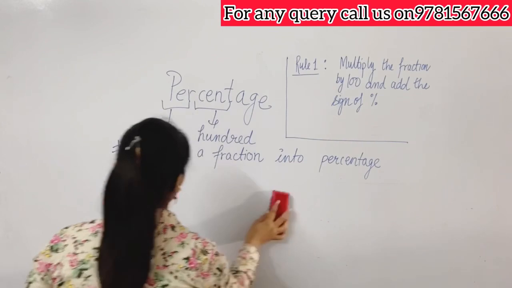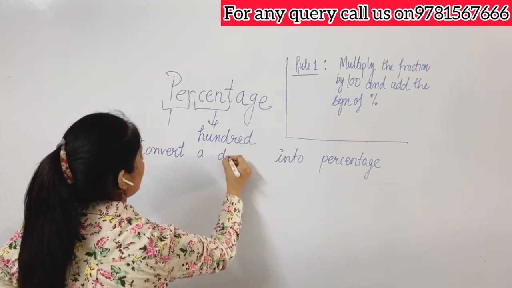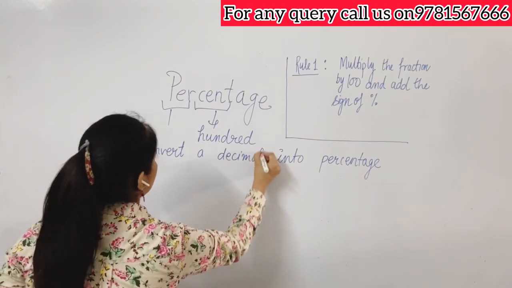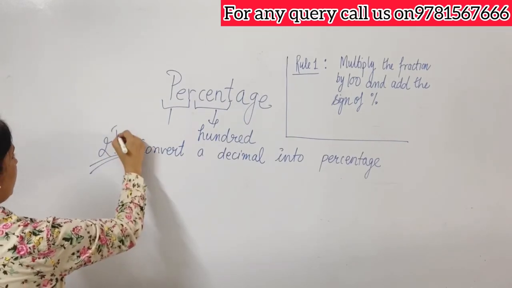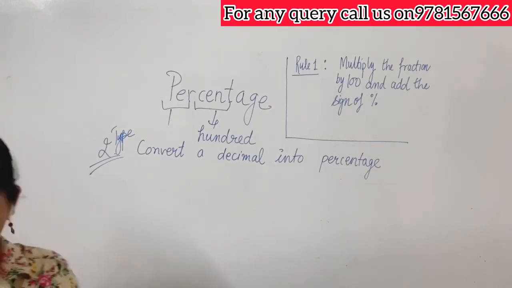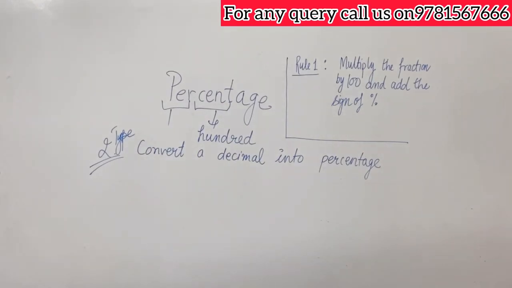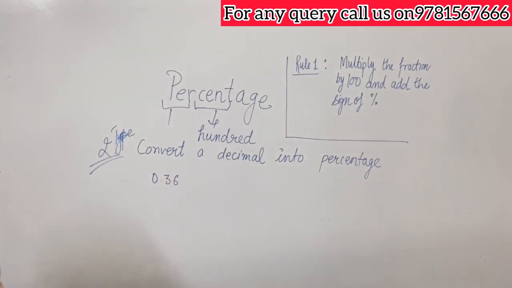And second, we will learn how to convert a decimal. Second type is convert a decimal into the percentage. Now let's take the decimal sums, right? The easiest one is 0.36, right?